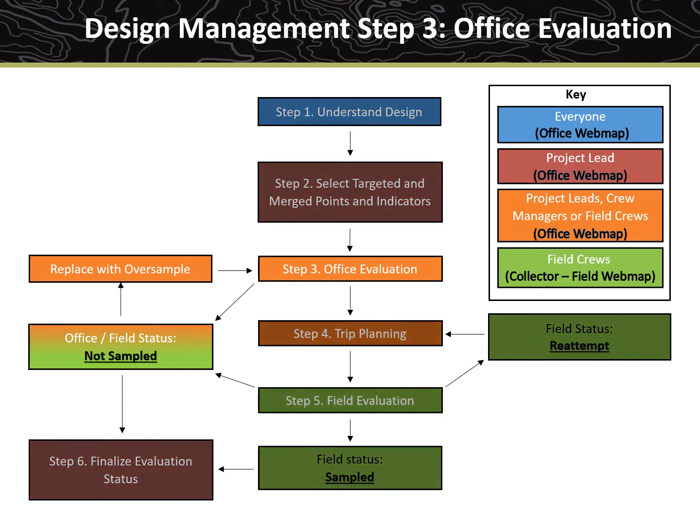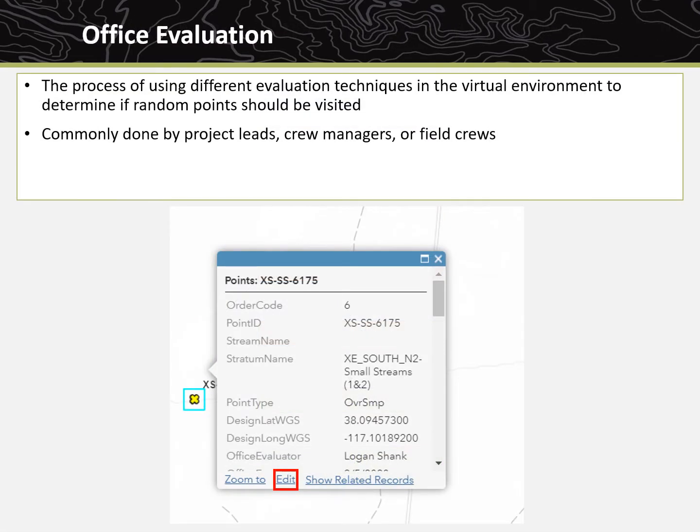Once targeted points, merged points, and indicators are selected by the project lead, the next step in the design management process is office evaluation. Office evaluation is the process of using different evaluation techniques in the virtual environment to determine if the random points within the sample design should be visited or replaced. This process is commonly done by project leads, crew managers, or field crews.